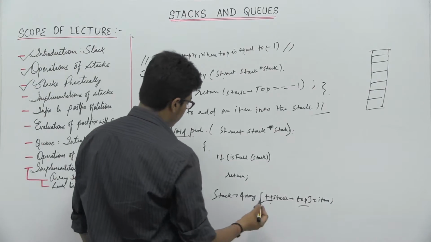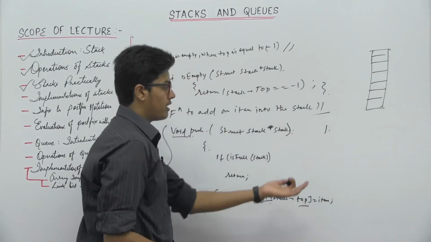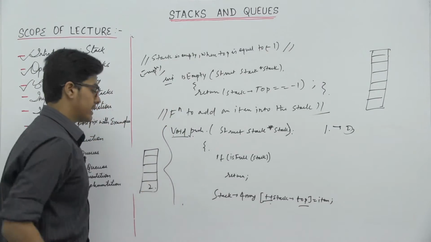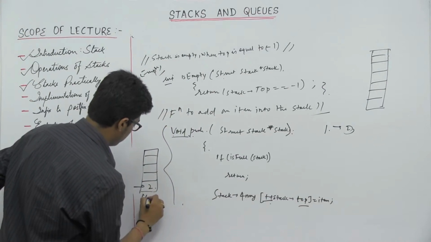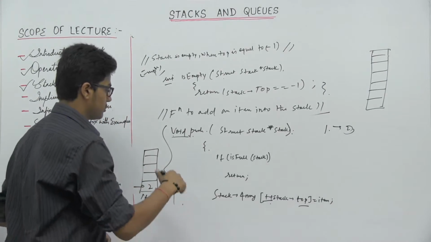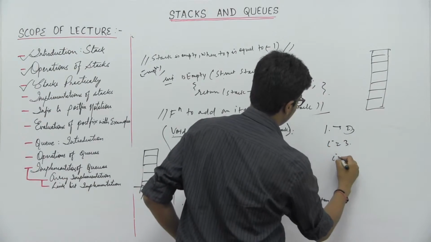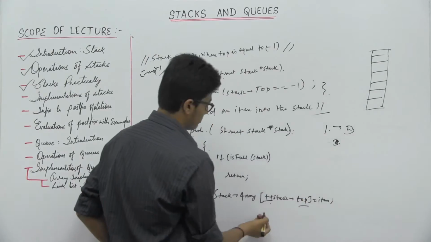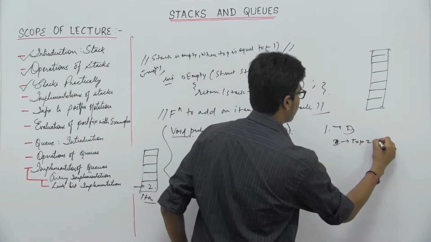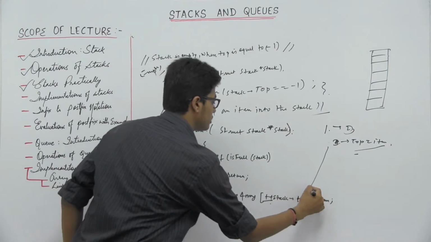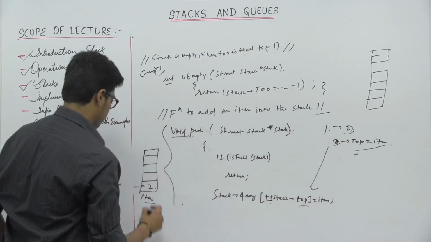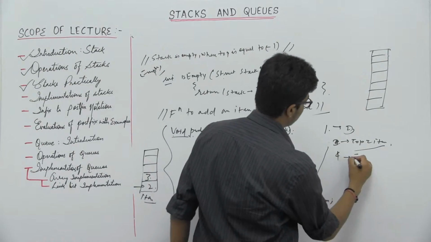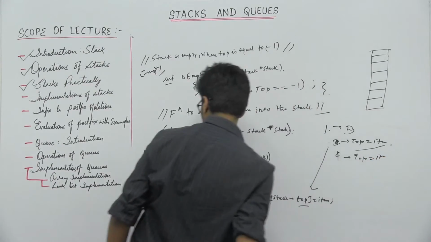Basically with the plus plus operation, suppose the top is 1, then after pre-increment it becomes 2, so 2 is stored in the stack as the item. Suppose the top is 2, then with plus plus it becomes 3, and 3 is stored in the top, which is equal to the item. Now again with plus plus it becomes 4, then the top is equal to the item. So again 4 is in the top position.